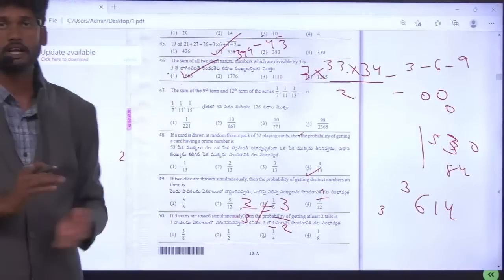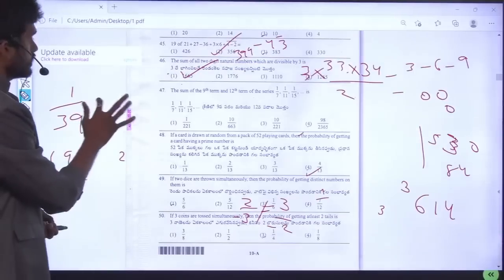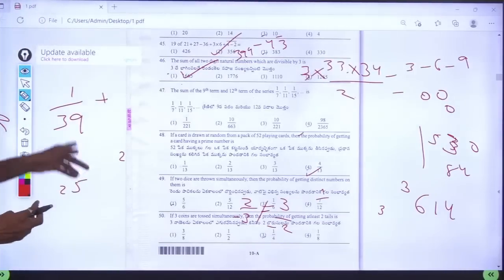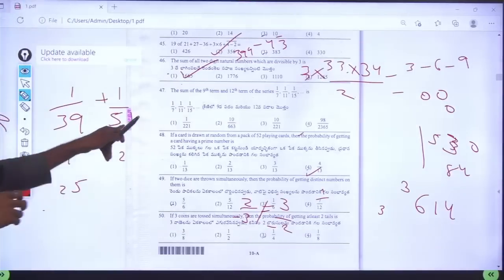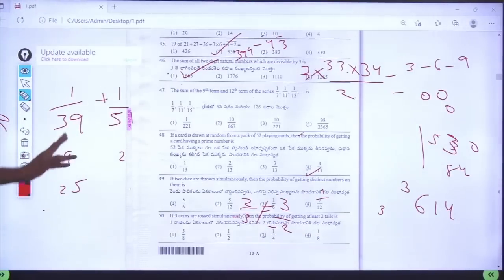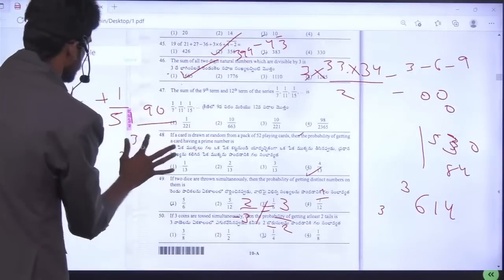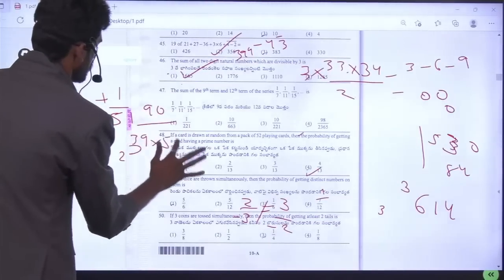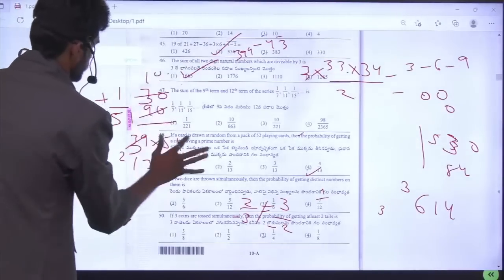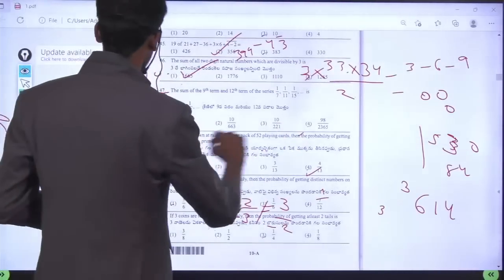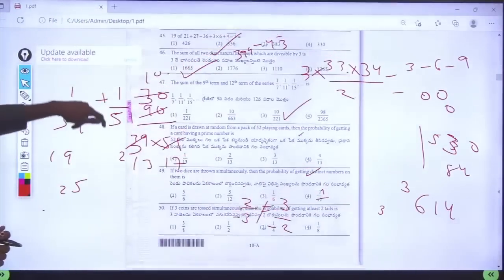9th టర్మ్ ఏమవుతుందండి 1/39 వస్తుంది. తర్వాత మనకి 12th టర్మ్ అడిగారు, 12th టర్మ్ అంటే 43, 47, 51 వస్తుంది. 1/39 ప్లస్ 1/51 అబ్జర్వ్ చేయండి. 90/39 into 51 అంటే 3 30s, 3 10s, 3 17s అంటే 10/221. ఆప్షన్ 3 కరెక్ట్. నెక్స్ట్ 48 చూడండి.